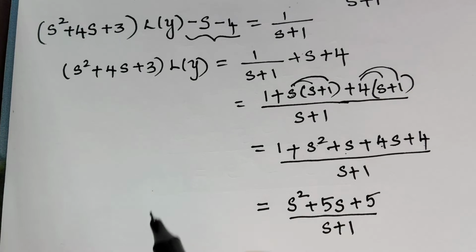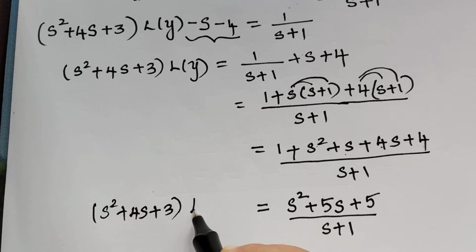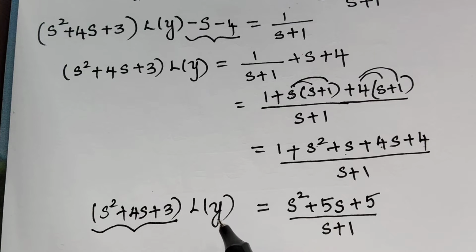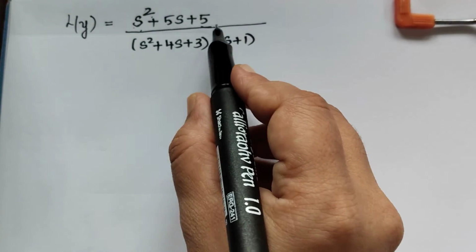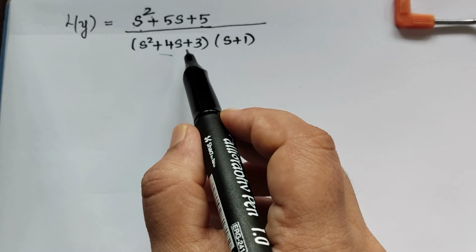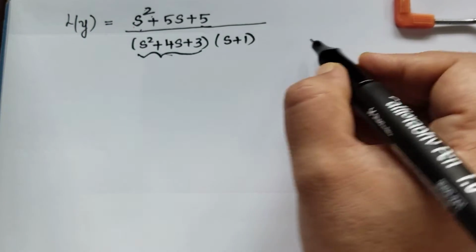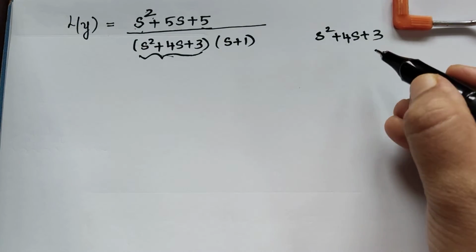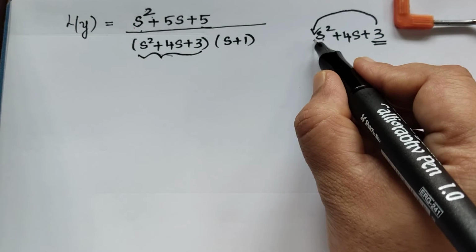So on the left, what are we having? s squared plus 4s plus 3 multiplied with L of y. Now let us take this term to the right. So what we will get is L of y will be equal to s squared plus 5s plus 5 divided by, bringing that to the right, it comes to the denominator. So s squared plus 4s plus 3 multiplied with s plus 1. We shall now factorize this. That is s squared plus 4s plus 3 we have to factorize. So for this we have to use the Hit and Trial method. So 3 multiplied with the coefficient of s squared, which is 1.